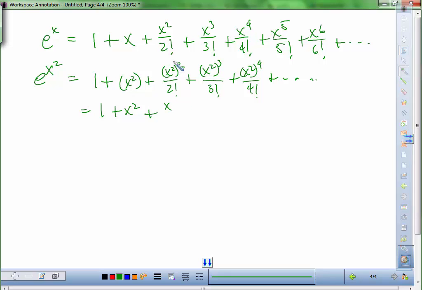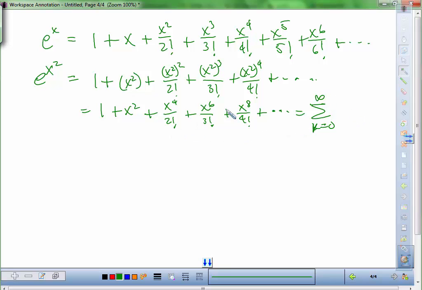we have a power series for e to the x squared. So 1 plus x squared, plus x to the fourth over 2 factorial, x to the sixth over 3 factorial, x to the eighth over 4 factorial. And then if we find a general pattern, we can make it fit nicely into a summation sign. So k goes from 0 to infinity.